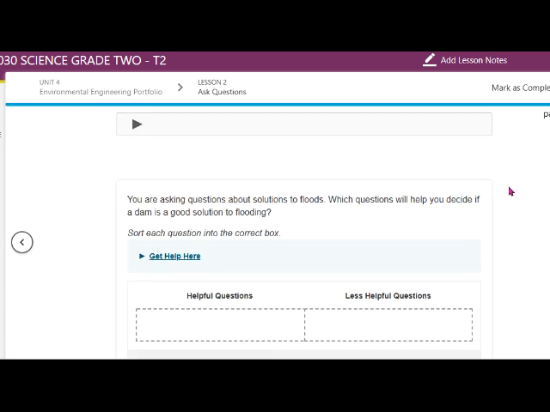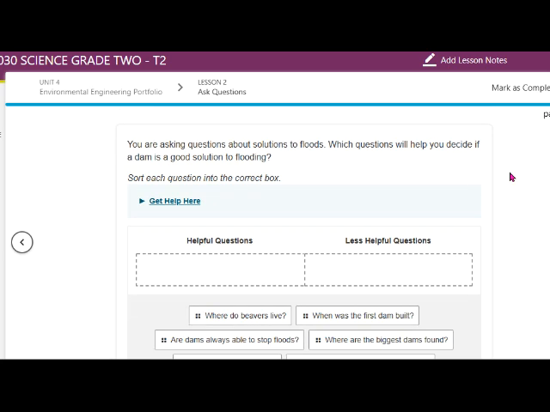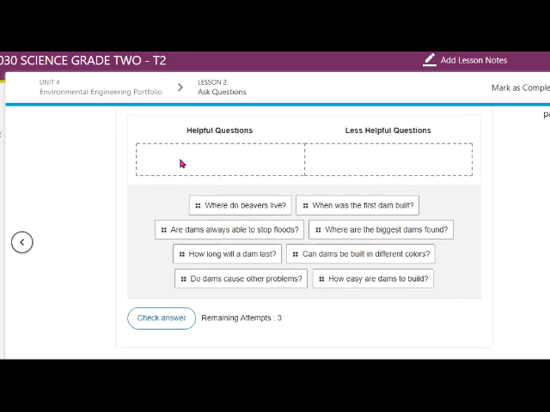Here's another activity. You are asking questions about solutions to floods. Which questions will help you decide if a dam is a good solution to flooding? So here are some helpful questions. You can scoot them over here. And here are some less helpful things that you probably don't need to ask. They're not going to give you a lot of information. You can slide them over here and then check your answers. Remember, if you still need questions for your science notebook, make sure you choose some of these helpful ones and not these less helpful ones.